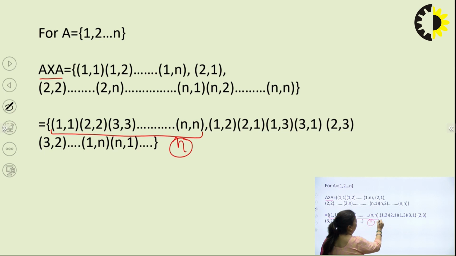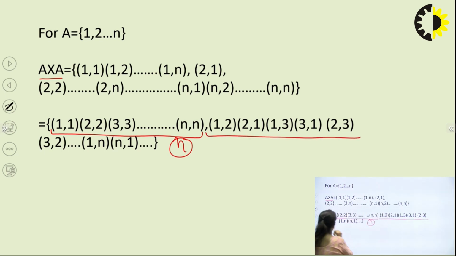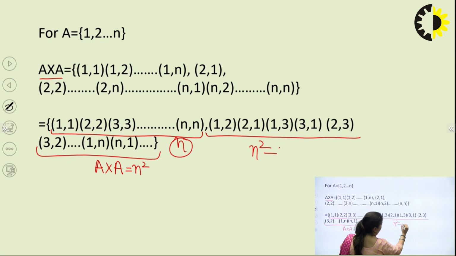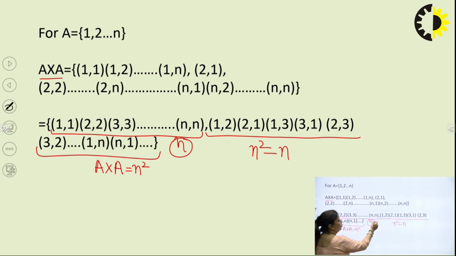Or these all the leftover elements, how many elements will be these? Since A cross A has n square elements, then the diagonal elements are n elements. So, these remaining elements become n square minus n. Now, if I talk about these diagonal elements, how many choices I have for the relation to be symmetric? I have 2 choices here. Why? Because I may include these diagonal elements or I may not include these diagonal elements. It is not going to affect the symmetric nature.